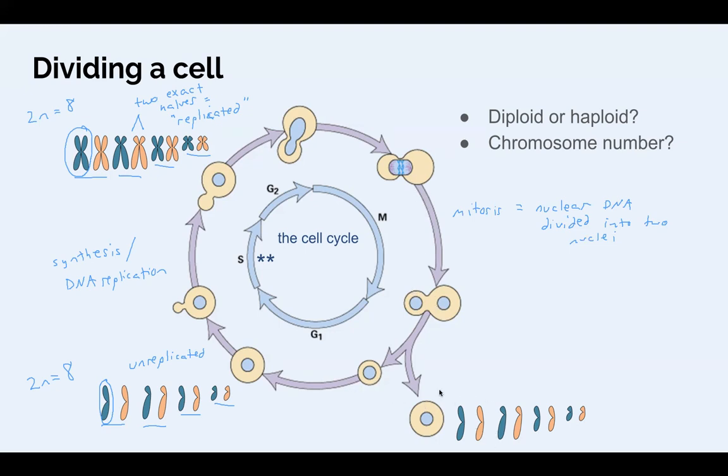So at the end of that, we've got the arrow split here. This newish cell that was made has 1, 2, 3, 4. 2n equals 8 chromosomes. As a result of splitting, these are now unreplicated chromosomes.